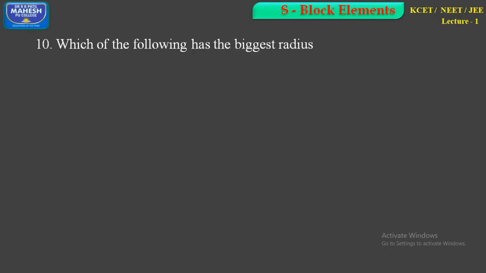Question 10. Which of the following has the biggest radius? Option A, cesium cation. Option B, magnesium cation. Option C, sodium cation. And option D, lithium cation. Students, ionic size increases down the group, whereas it decreases along the period.